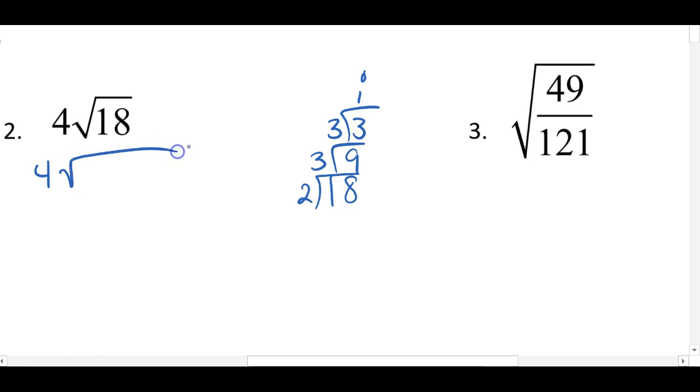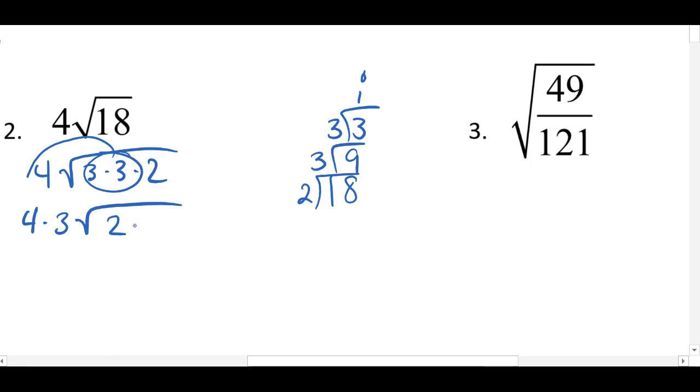Okay, so now let's rewrite it. So now I have 3 times 3 times 2. And again, circle that group of 3 there, and I'll take one of those out. So now it's 4 times 3, because don't forget about the 4. And then I still have a 2 on the inside. So now 4 times 3 is 12, and I still have 2 inside.